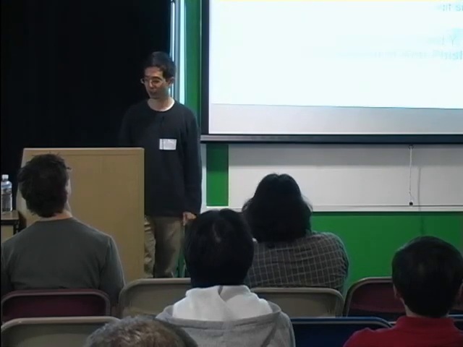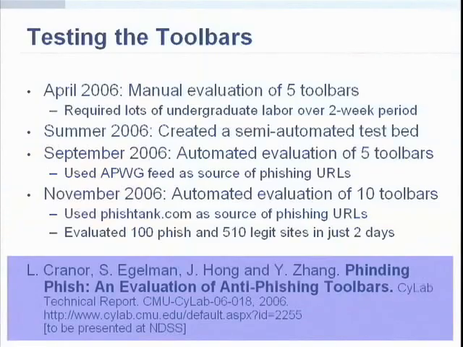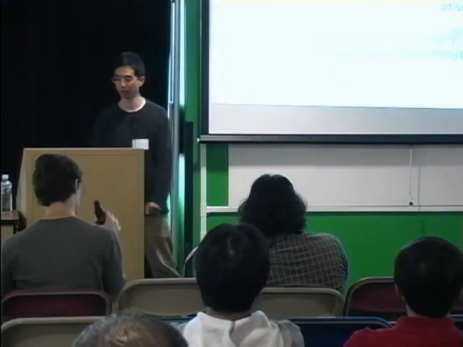Summer 2006, we had a very talented PhD student that was visiting us from University of Pittsburgh. He created a semi-automated test bed. I'll describe in a second more of how this actually works. In September 2006, we did an automated evaluation of 5 toolbars. It took us about 1 or 2 days, and we used the APWG feed. APWG stands for Anti-Phishing Working Group. It's a consortium of companies, and they actually have a phishing feed that members can acquire.